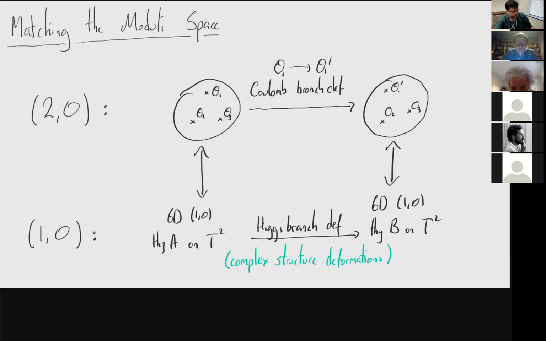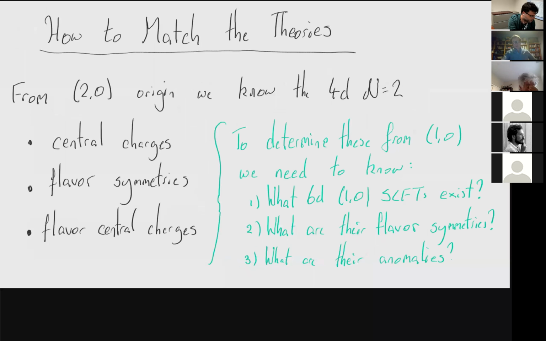Okay. Good. So just to recap, how we match these theories is by comparing their central charges, their flavor symmetries, flavor central charges, and that they match on the space of deformations, or renormalization group flows, or moduli space, however you want to call it. So what do we need to know? From the 6D side, we need to know what kind of (1,0) SCFTs exist, because all of the variety on that side comes from the 6D (1,0) theories. What are their flavor symmetries? And to compute the central charges, we need to know what the anomalies of those theories are. So this is what I'm now going to tell you.